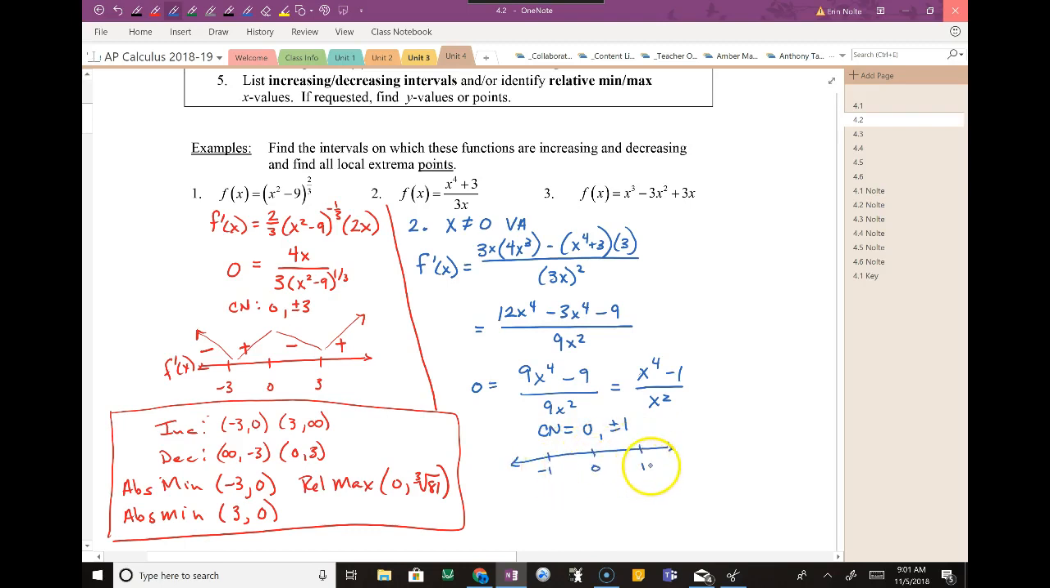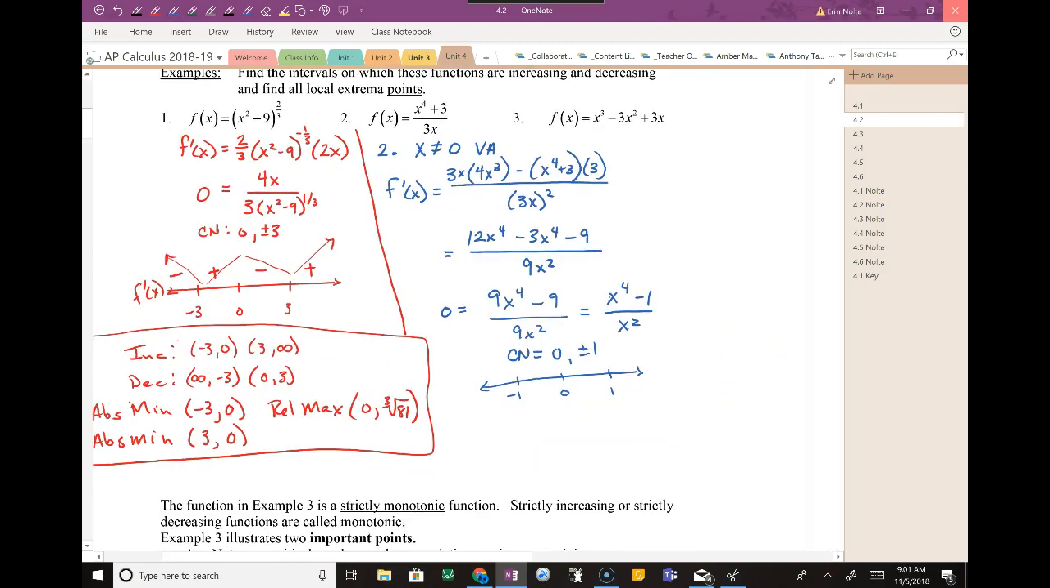Alright, so now we do our number line test. They should have given us more space. Alright, so I need a value. Remember that we're using that last simplified derivative. So if I plug negative 2 in, I'm going to get a positive over a positive, right? So positive. If I plug negative 1/2 in, you're going to get a negative on the top, because if you subtract 1 from a fraction, and the bottom will be squared, so it's positive, so we get a negative.